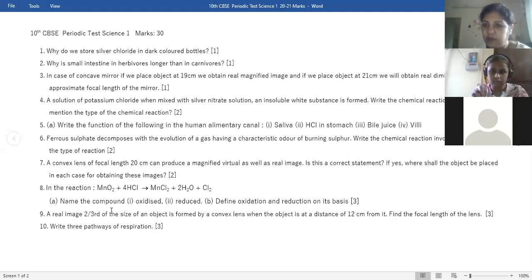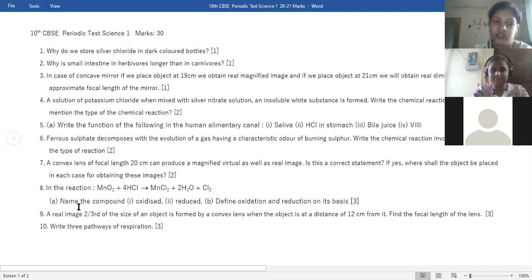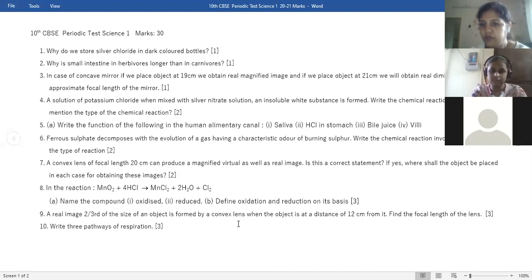But it is a real image, they have told. That means it is minus 2/3. So M is minus 2/3, and it is a convex lens. So plus V by U is equal to minus 2/3. So find the relation between them. V and U are already given. Find the image distance. All these are board questions.